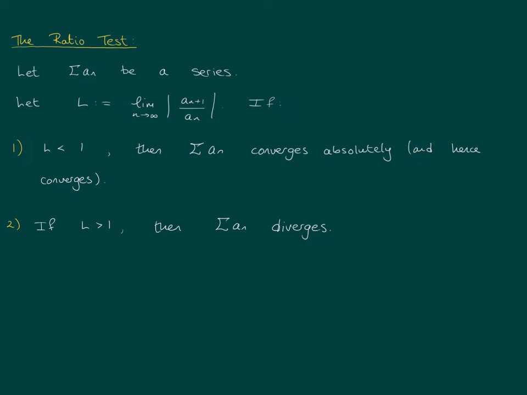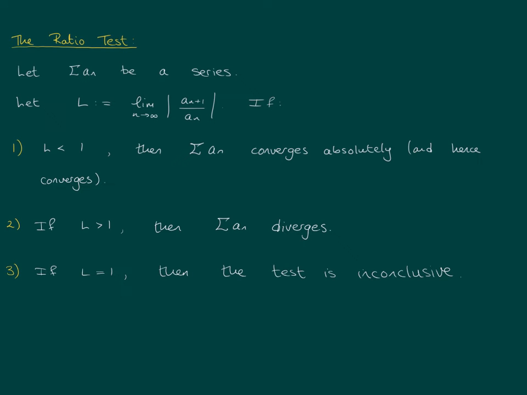Third point, if L equals 1, then the test is inconclusive. So if L equals 1, the ratio test tells you nothing. You don't know if you have divergence or convergence.